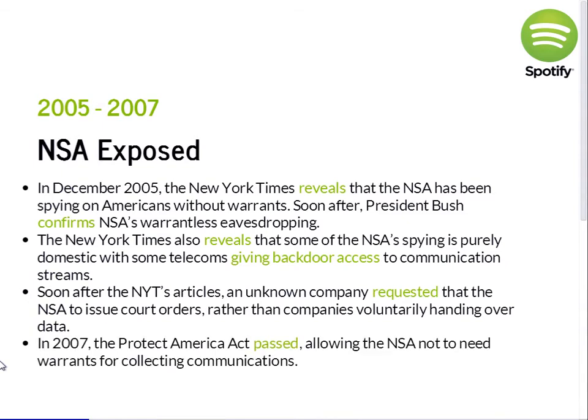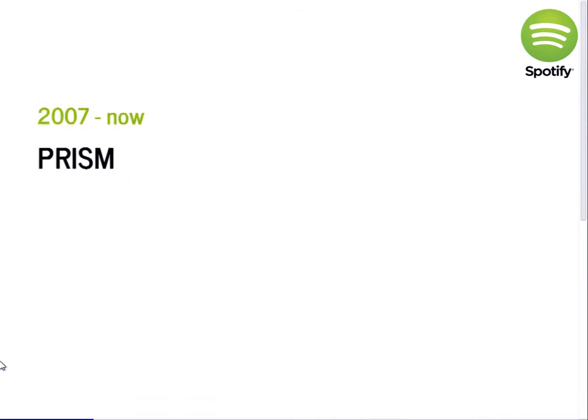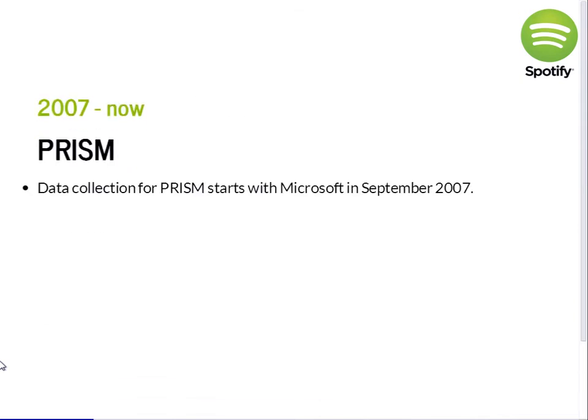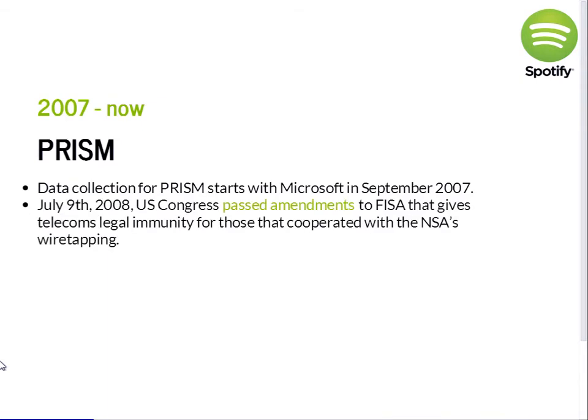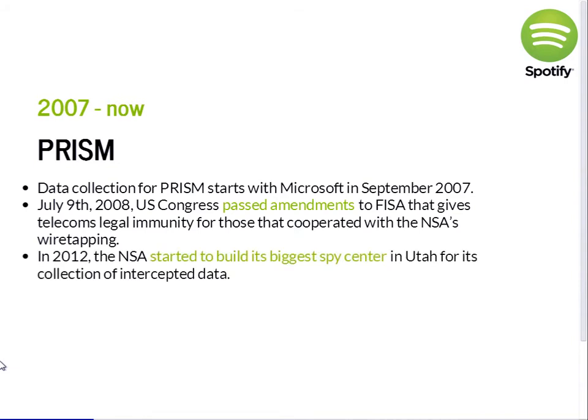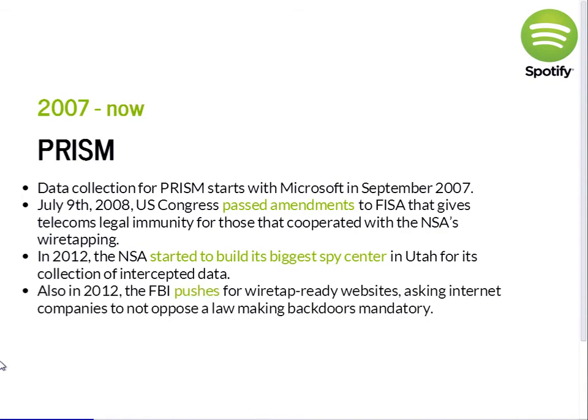2007, the Protect America Act was passed, allowing the NSA to not need those warrants for collecting communication. All right, so then September 2007, data collection for PRISM starts with Microsoft. 2008, U.S. Congress passed amendments to the FISA that give telecoms legal immunity for those that cooperated with the NSA. 2012, the NSA starts to build its biggest spy center in Utah for the collection of intercepted data. And 2012, the FBI also pushes for wiretap-ready websites, asking internet companies to not oppose a law making backdoors mandatory.